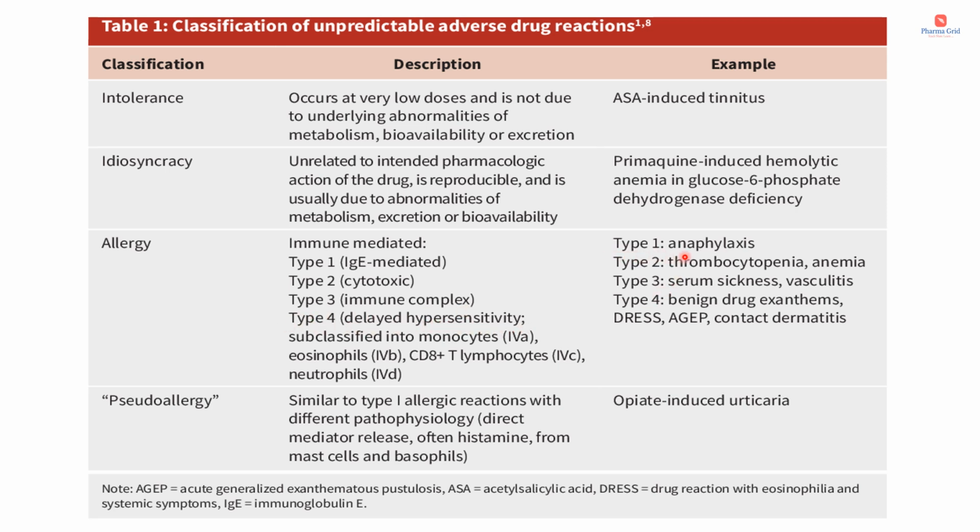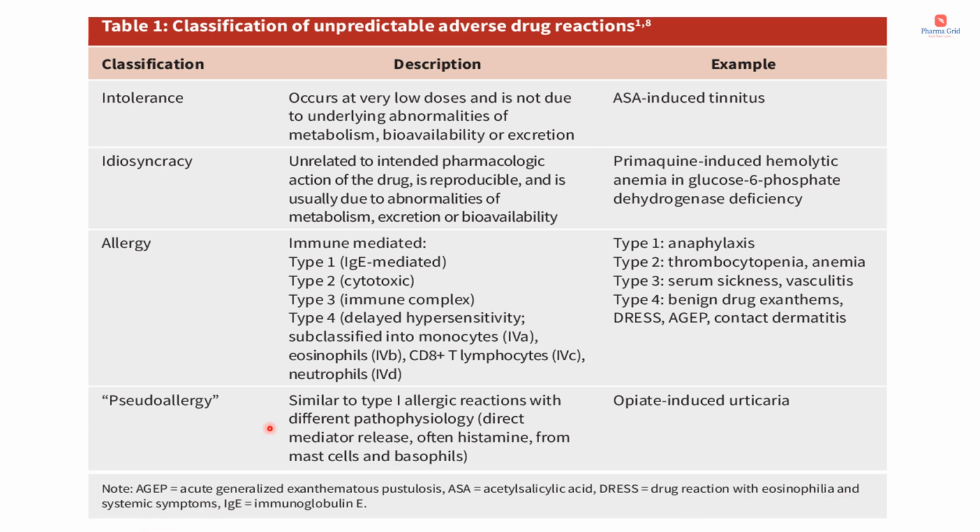So an example for type 1 is anaphylaxis, type 2 examples are thrombocytopenia and anemia, type 3 is serum sickness and vasculitis, and type 4 examples include benign drug exanthems, DRESS syndrome, AGEP syndrome, and contact dermatitis. So AGEP syndrome means acute generalized exanthematous pustulosis. Then DRESS syndrome means drug reaction with eosinophilia and systemic symptoms.